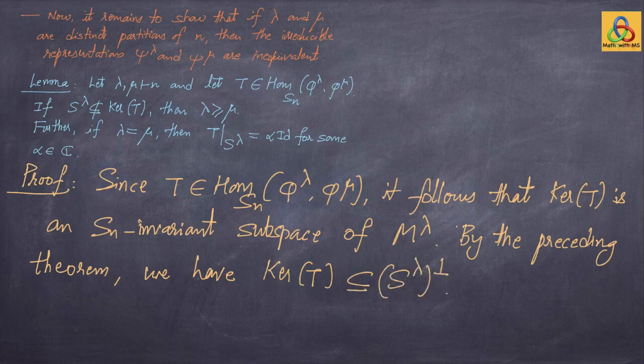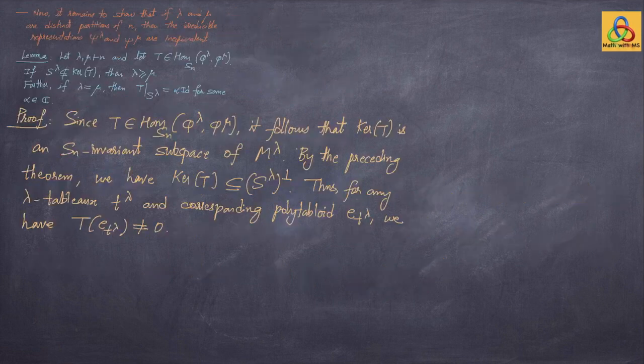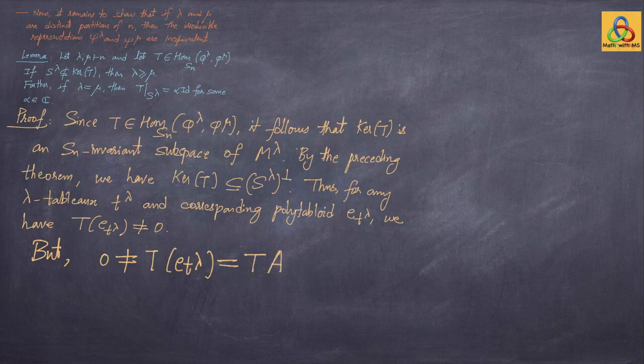Therefore, for any polytabloid E of T lambda, T of E T lambda should not be 0. But T is a morphism from phi lambda to phi mu. So 0 is not equal to T of E T lambda. Plug in the value of E T lambda, which is A of T lambda acting on the lambda tabloid T lambda. Since T is a morphism, it follows that A T lambda also commutes with T. So this is the same as A T lambda of T acting on the lambda tabloid T lambda.